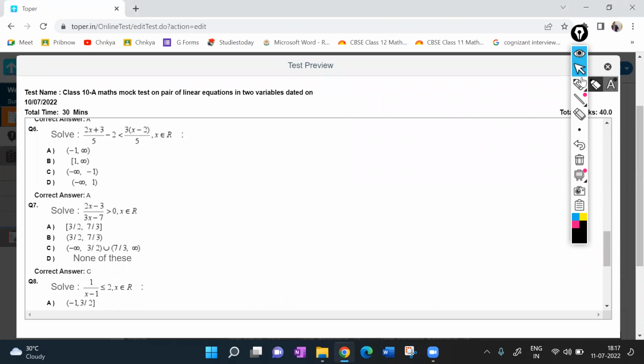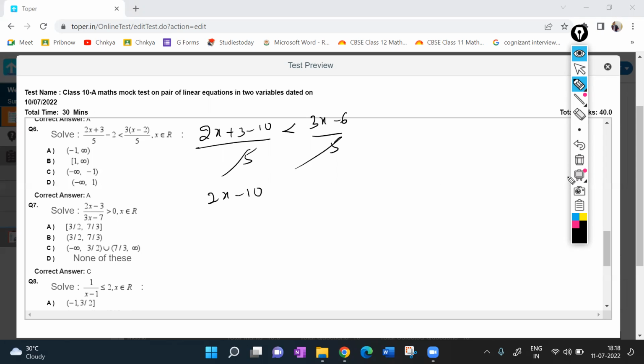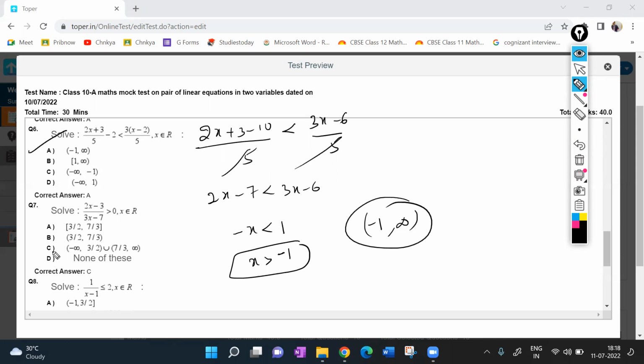Next, solve this question. Very interesting. Look at the board, everyone. 2x plus 3 minus 10 by 5 less than 3x minus 6 by 5. The 5 is gone. So 2x minus 7 less than 3x minus 6. So minus x less than 1, so x greater than minus 1. So x greater than minus 1 is nothing but minus 1 to infinite. This is the answer. Option A is correct. Nothing wrong with this. Any doubts, guys?